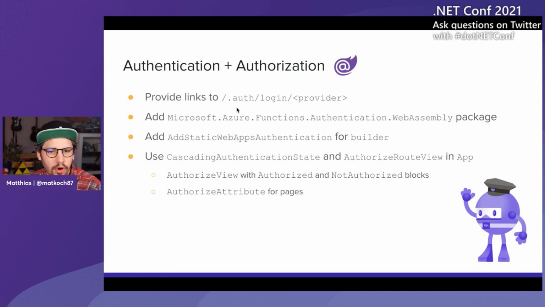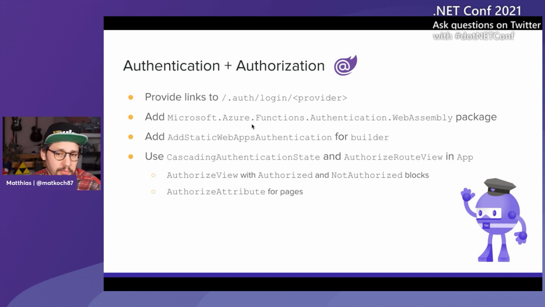Those will be available automatically. You don't have to do anything for that. So for your website, you will have an auth/login/provider endpoint for the different ones. Again, Google, GitHub, Azure Active Directory, Facebook, and Twitter.